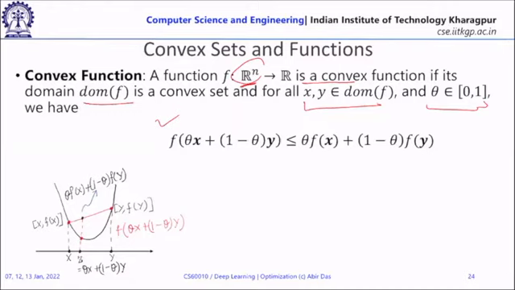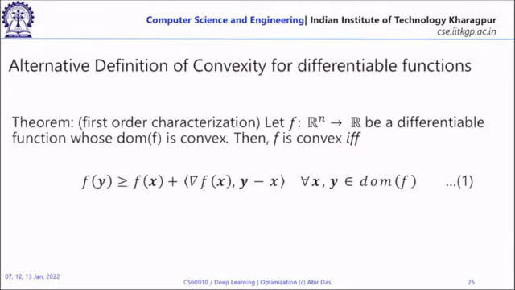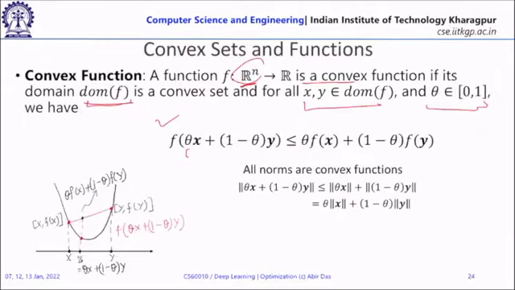So first of all, the domain of F is a convex set. So any 2 points, if you take x and y, any point on the line connecting these 2 points will be also in that. Let me go ahead. Okay, so what is a convex function? A convex function is a convex function if its domain is a convex set, and for all x, y belonging to domain F and theta this, we have this relation.